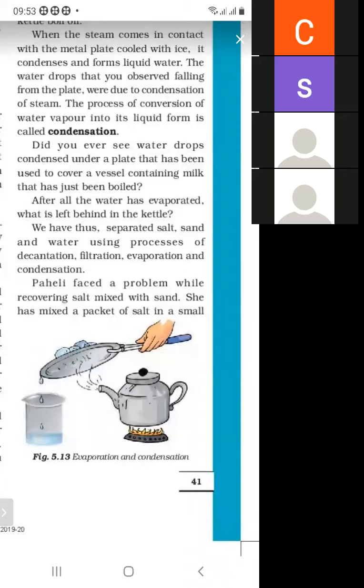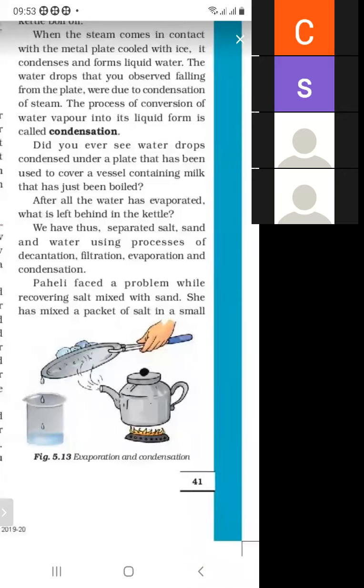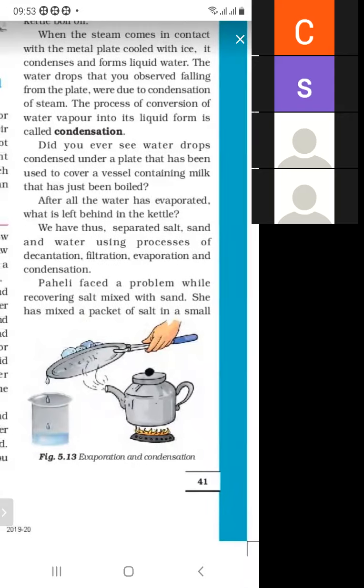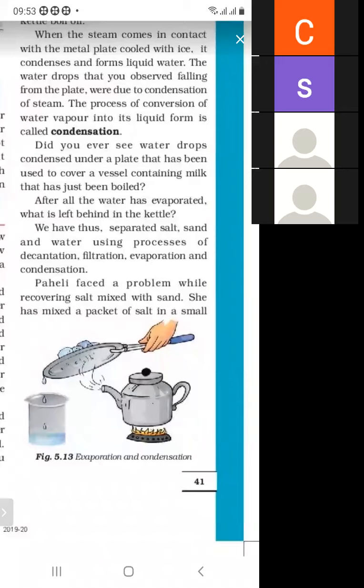Did you ever see water drops condensed under a plate that has been used to cover a vessel containing milk that has just been boiled? And after all the water has evaporated, what is left behind in the kettle? We have thus separated salt, sand, and water using the processes of decantation, filtration, evaporation, and condensation. So what do you mean by condensation? The process of conversion of water vapor into liquid form is called condensation.